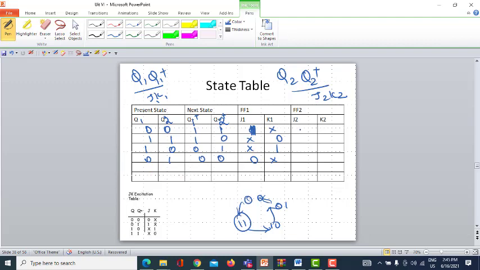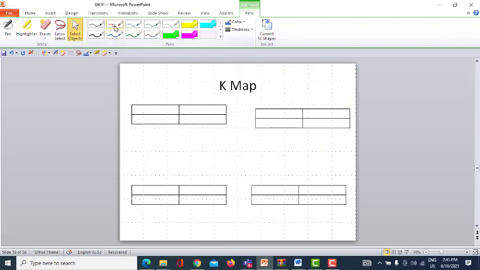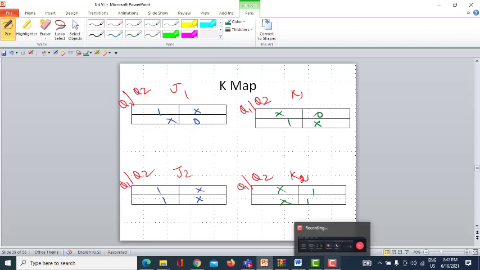Similarly, for J2, K2: 1,1 is 1x, 1,0 is x1, and then 0,1 is 1x again, and 1,0 is x1 again. Okay, so now look at your table and fill up your K-map, Q1 Q2, for J1 K1. So by looking at the table, I have again filled up this table.